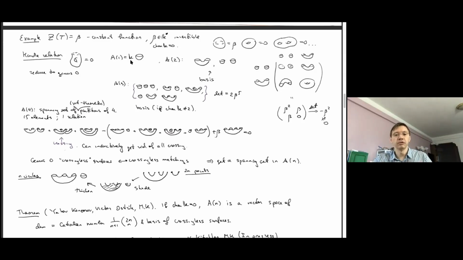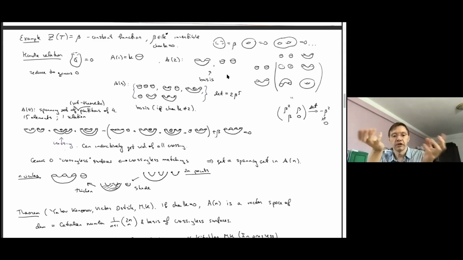Now, what about A2? Well, in A2, we have to restrict to surfaces such that every component has genus 0, no handles, because otherwise it's 0. So for A2, we can get 2 pictures. We can get a tube and we can get 2 disks. And that spans, because there's nothing else, everything else is 0.